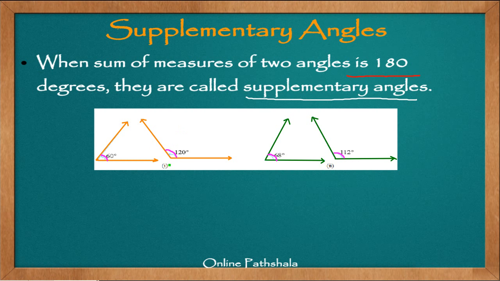So we have a figure 1 here where we have two angles. Let us say that this is angle X and this is angle Y. Now if I take the sum of these two angles, that is angle X plus angle Y, that is 60 plus 120 degrees. So that comes out to be 180, right? Therefore angle X and angle Y are said to be supplementary to each other.